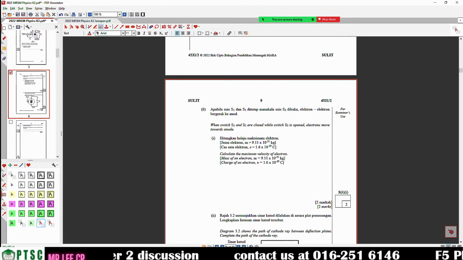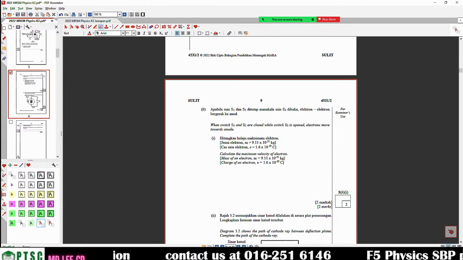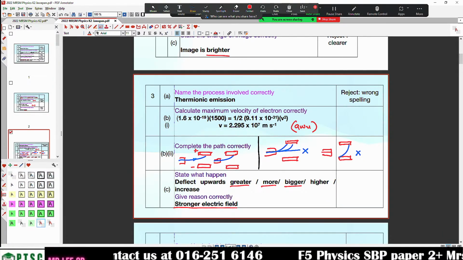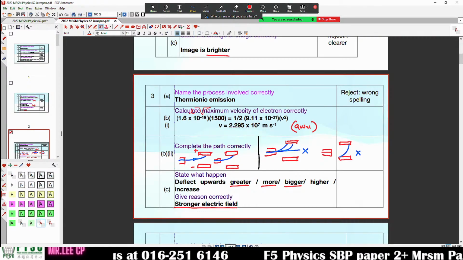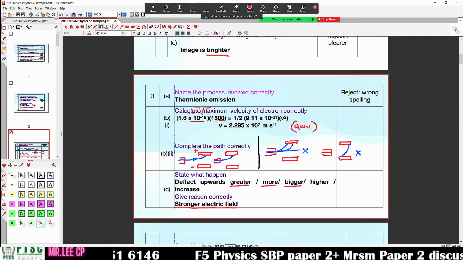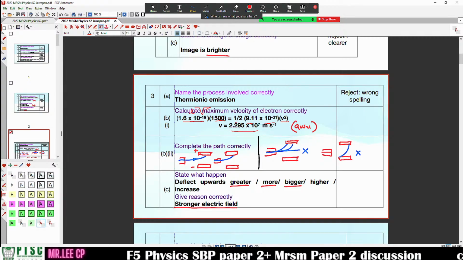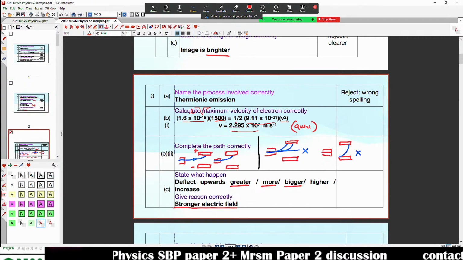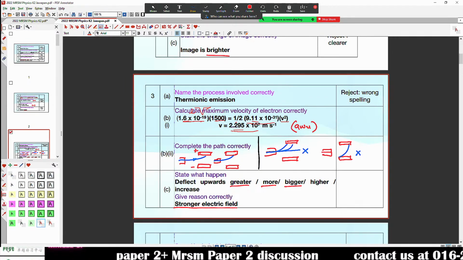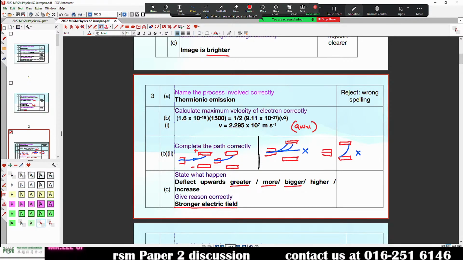So they say calculate the maximum velocity. Right? Maximum velocity: eV is half mv squared. E is 1.6 times 10 to the power of minus 19. V is the voltage here. Times half mv squared, and then you calculate. This one is 1 decimal, this is 2 decimal, so you use more than 1 decimal, 3 decimal, right?